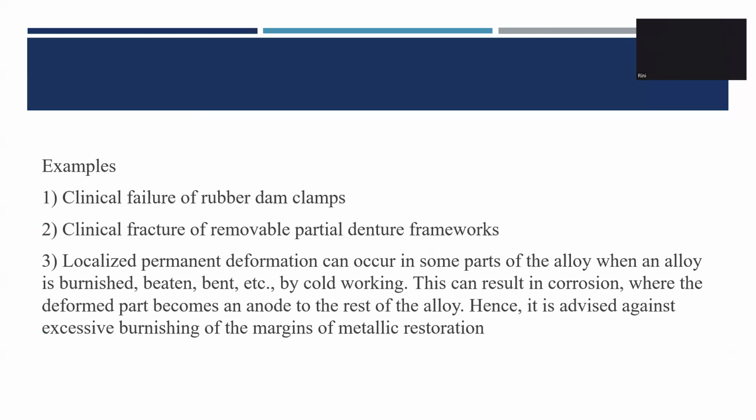Localized permanent deformation can occur in some part of the alloy when an alloy is burnished, beaten, or bent by cold working. It can result in corrosion where the deformed part becomes an anode to the rest of the alloy. Hence, it is advised against excessive burnishing of the margins of metallic restorations.